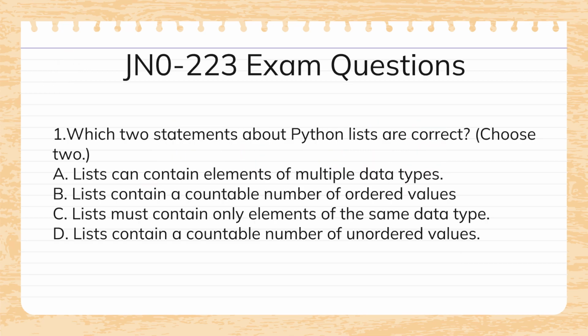1. Which two statements about Python lists are correct? Choose 2. A. Lists can contain elements of multiple data types. B. Lists contain a countable number of ordered values. C. Lists must contain only elements of the same data type. D. Lists contain a countable number of unordered values.